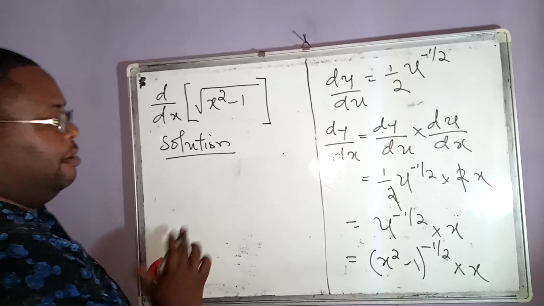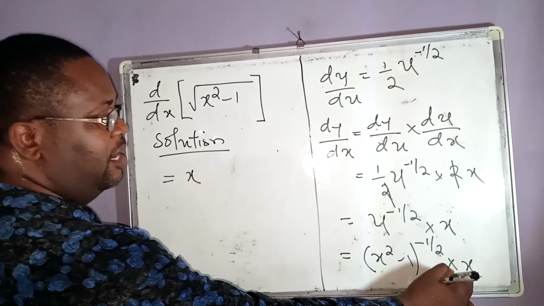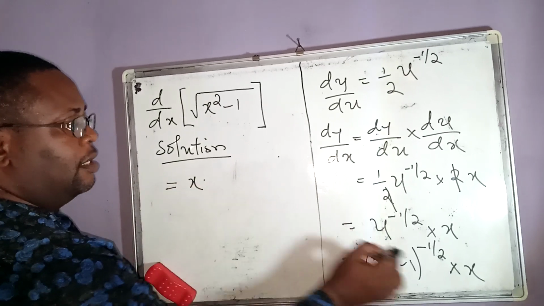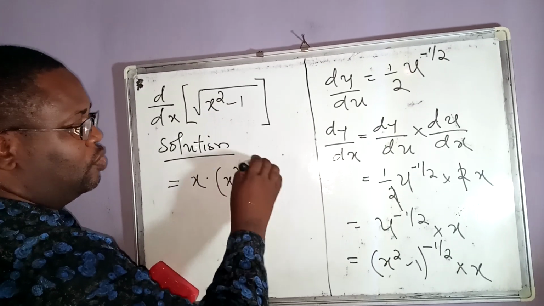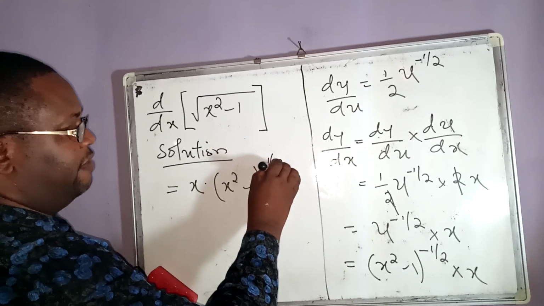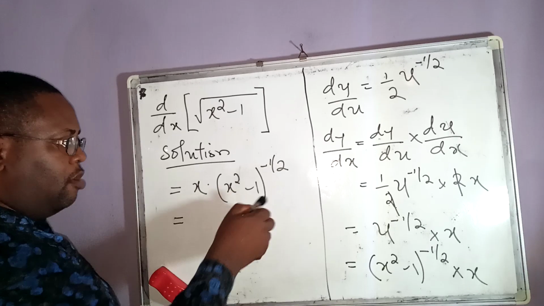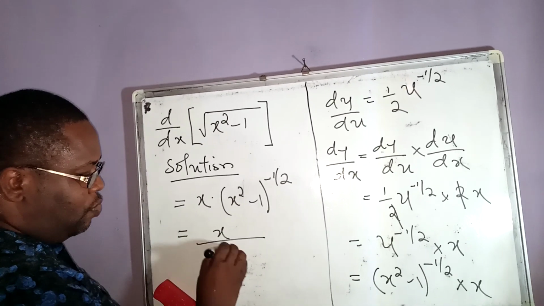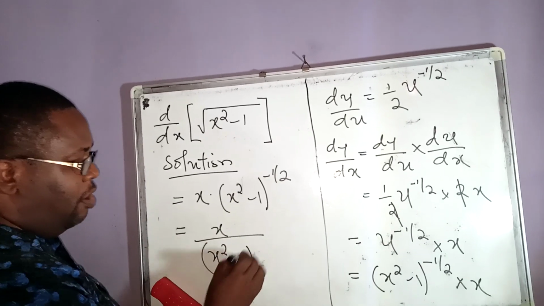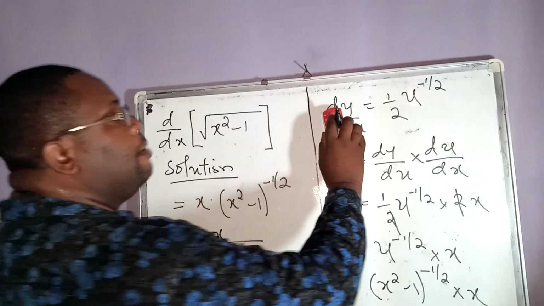So finally, the final answer becomes x multiplied by x squared minus 1 raised to the power minus 1 over 2. The power can come down, so we simply have x divided by x squared minus 1, all raised to the power 1 over 2. The power is negative, so when it comes up, it becomes positive.